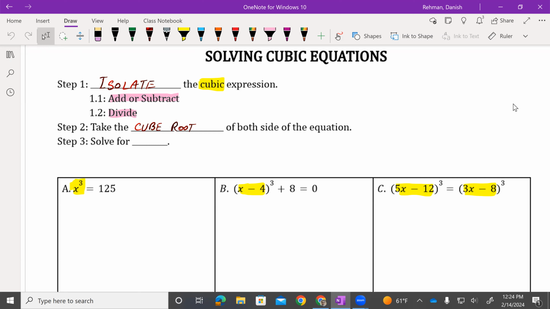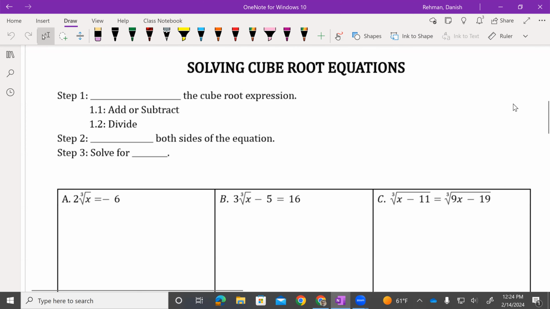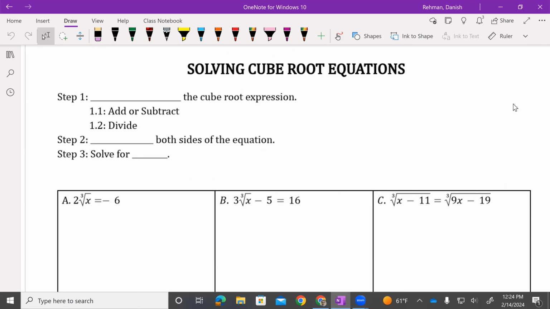While solving the cubic equations, we are taking a cube root, right? But in the second step for solving cube root equations, we will take a cube. That's the only thing that I'm going to change in the second step. Keeping it separate, everything else will remain the same. We will go for the second thing. Any questions so far?